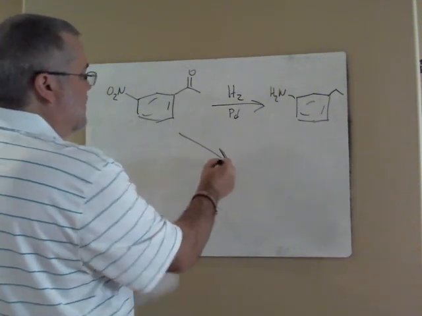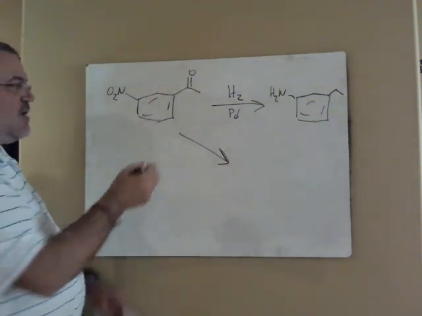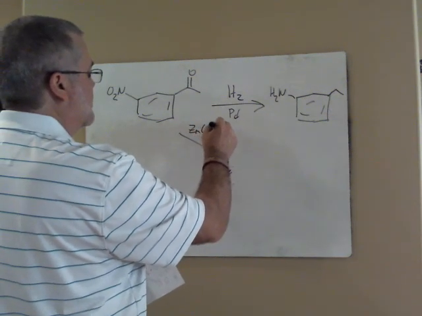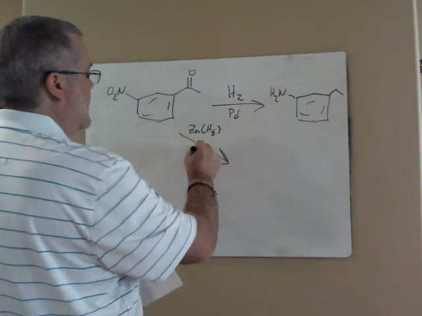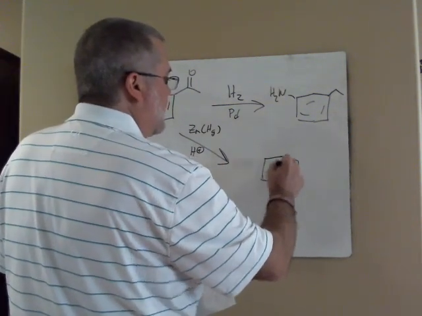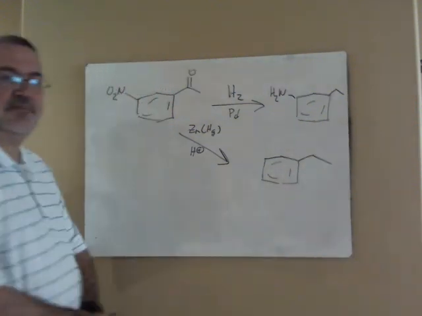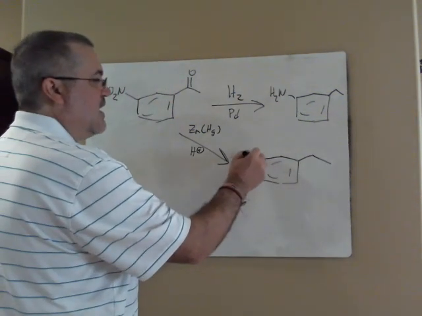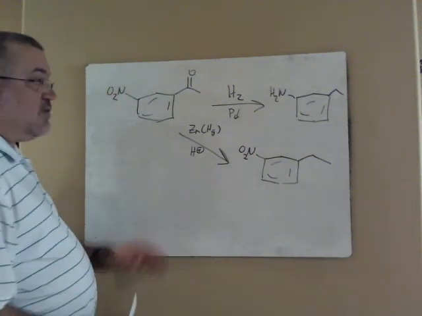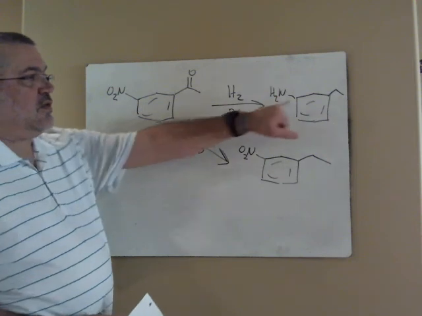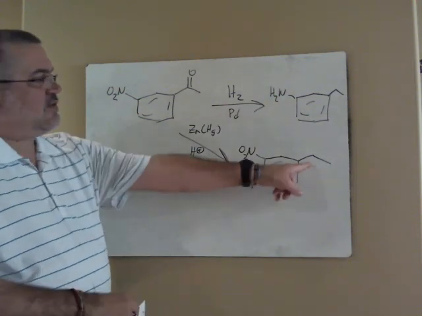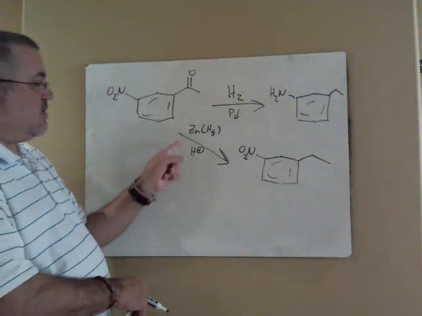But what was the other way that we talked about for reducing the carbonyl? Remember, we had the Clemmensen reaction, the zinc-mercury amalgam in acid. And when we did that, it reduced the carbonyl. But guess what? It does not reduce the nitro group. So if you want to reduce both, use the catalytic hydrogenation. If you only want to reduce the carbonyl and leave the nitro, use Clemmensen.